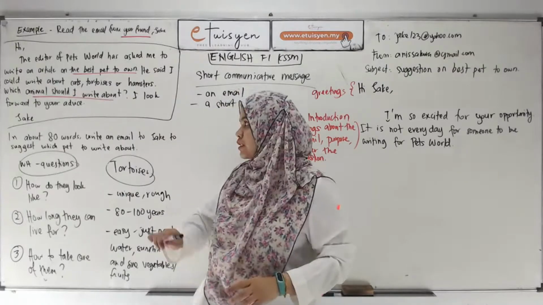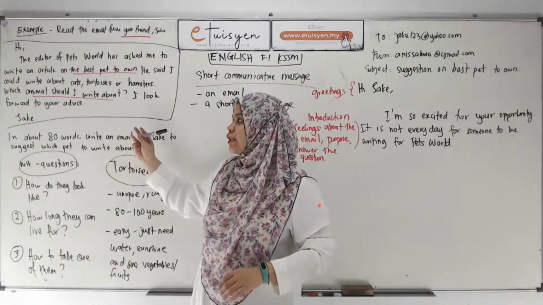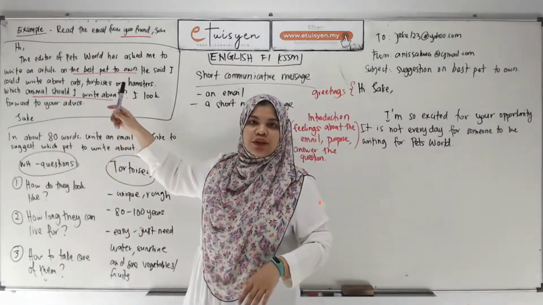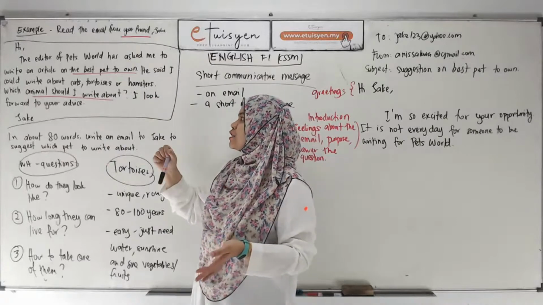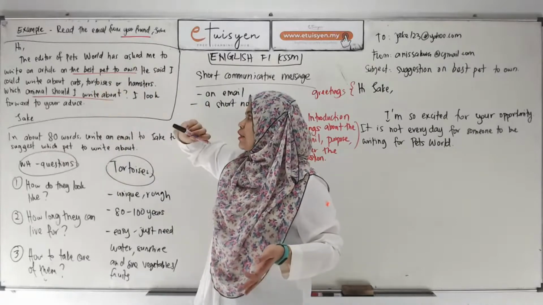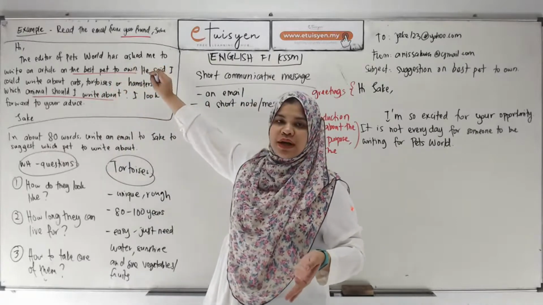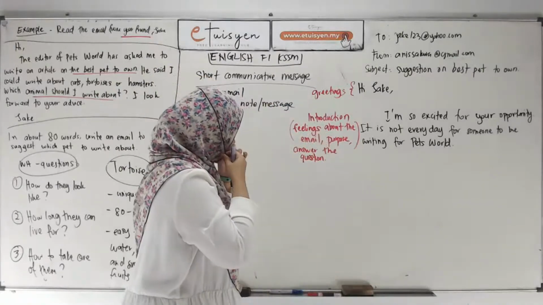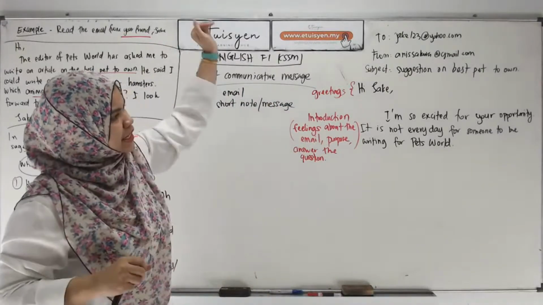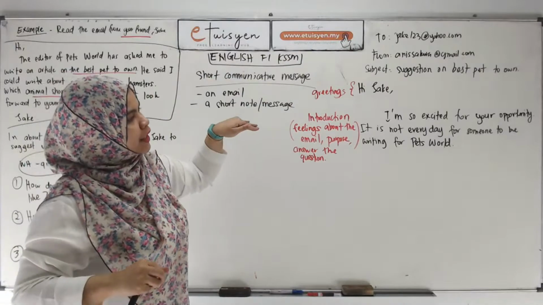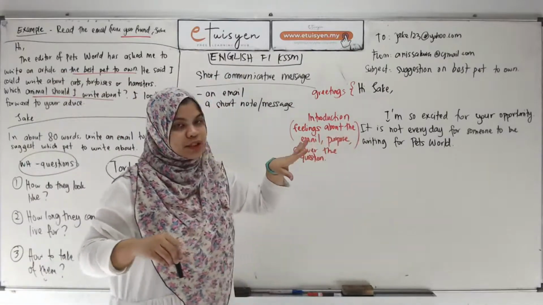Now, if you go back to the question just now, what is being asked from you? You need to decide for J. You need to suggest either he needs to write about cats, or tortoise, or hamsters, okay? So here, I'm so excited for your opportunity. It's not every day for someone to be writing for Pets World.